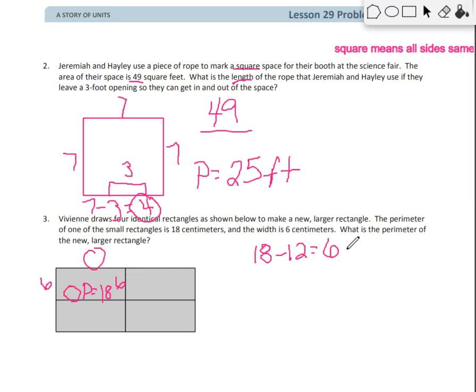So I need to divide by 2 because that's the amount of sides that I have. So 6 divided by 2 is 3. Now let's check our math. 6 and 3 is 9. 9 and 6 is 15. And 15 and 3 more is 18. So now we can label all of our sides. Important note, don't label the internal sides right here. This is going to be really tempting. Don't do that. The only labels go on the outside edges.